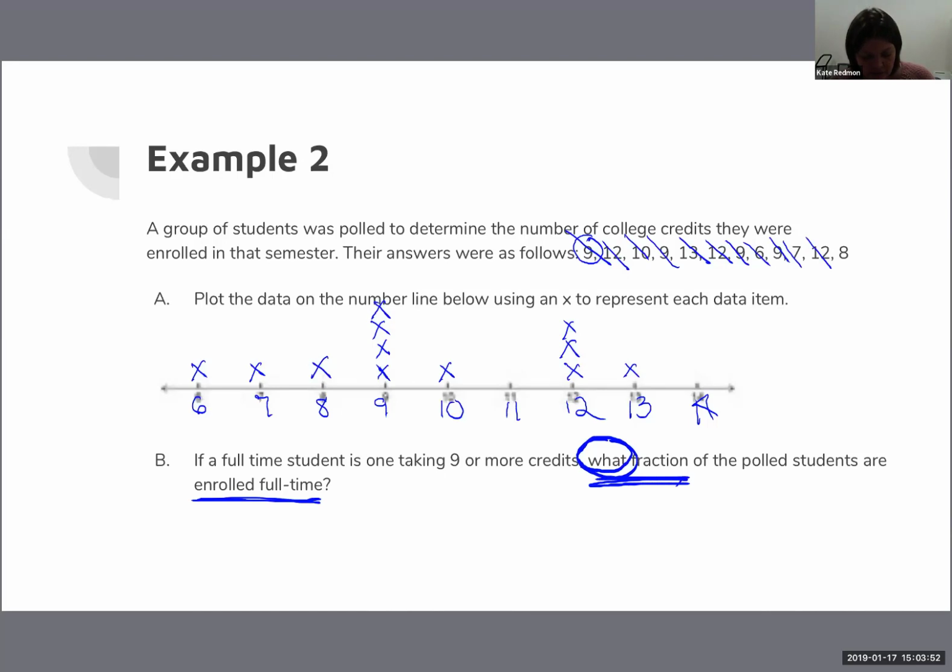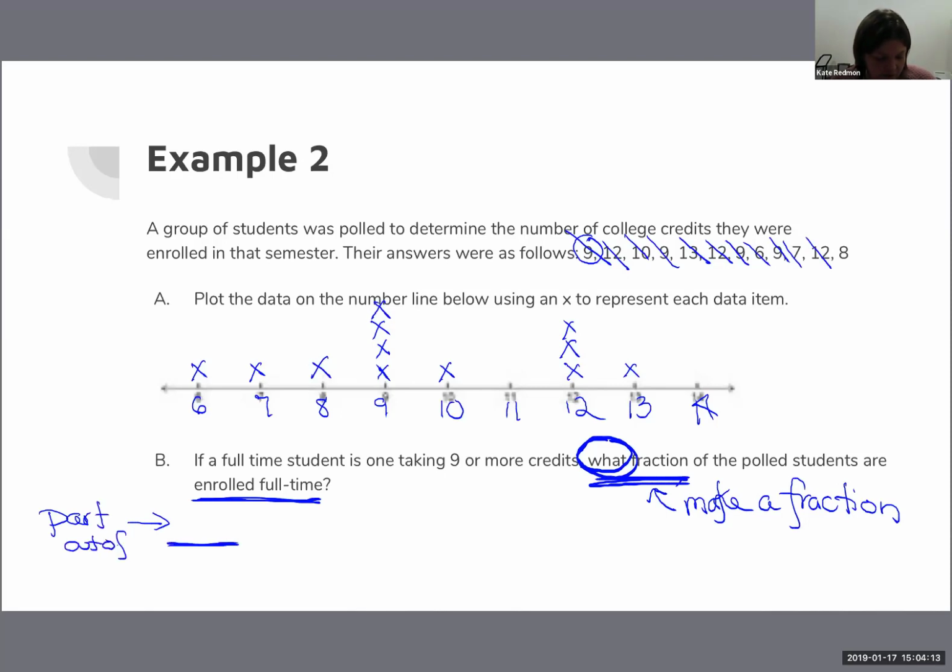So they're asking me to make a fraction. Now, when you're making a fraction, remember that one way to think of a fraction is by thinking of the fraction bar as out of, the words out of. So we'll do the part we're talking about out of the total.